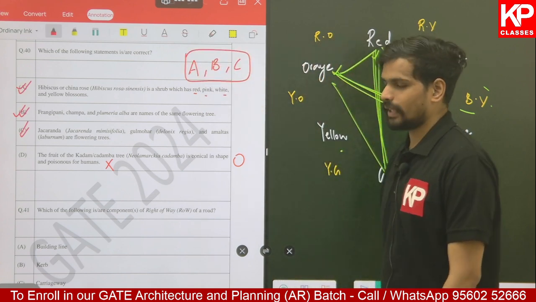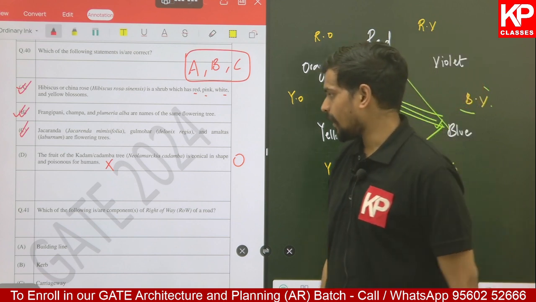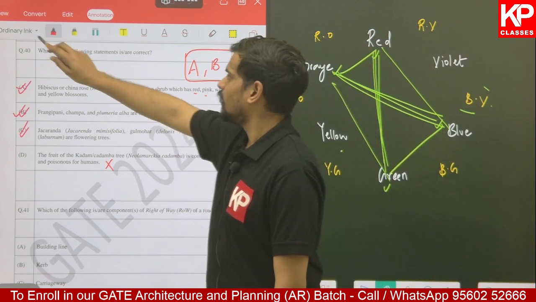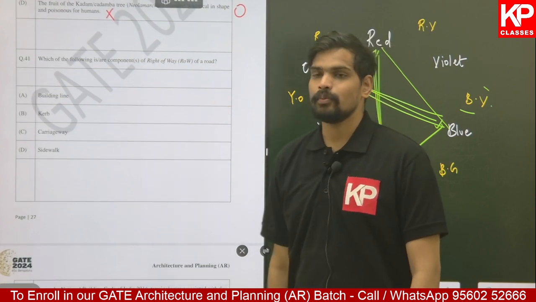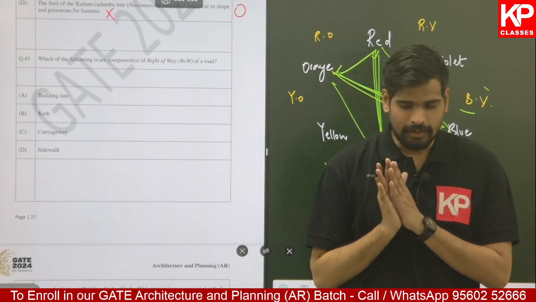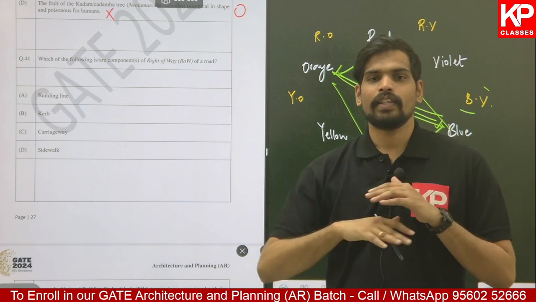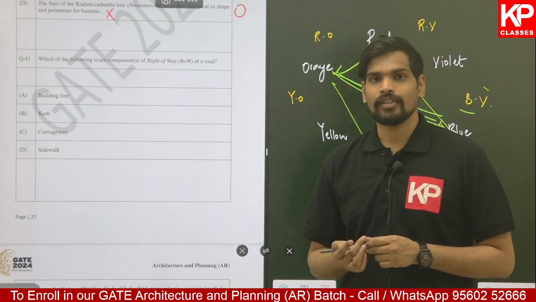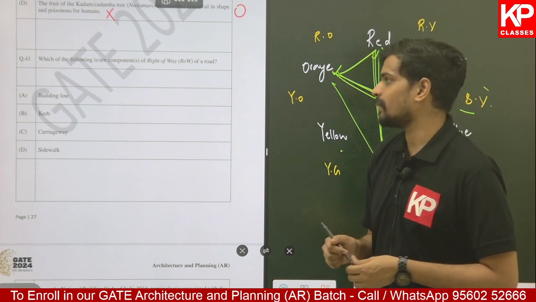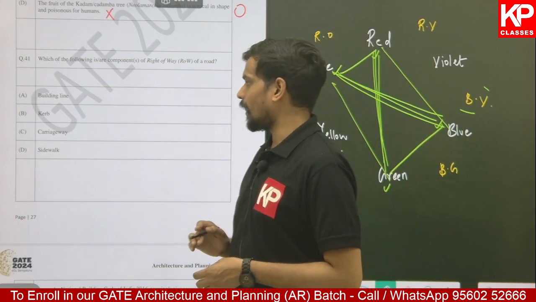For question number 40, again from landscape architecture. So the next one, question number 41, very simple question based on the components of ROW, right of way, from transport planning. I am sure all of you have seen road sections, have drawn road sections in transport planning sometime in your bachelor's, even if you're from architecture or planning background. What are the components of right of way?